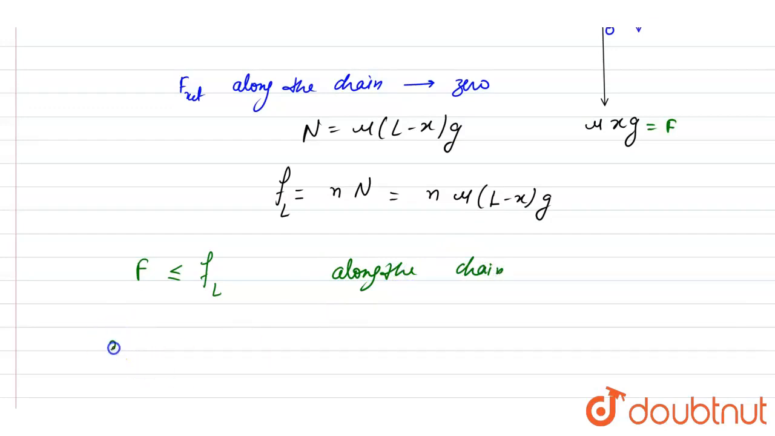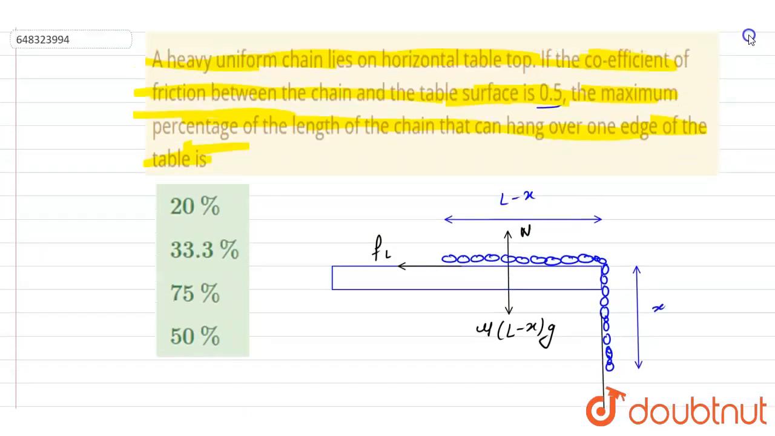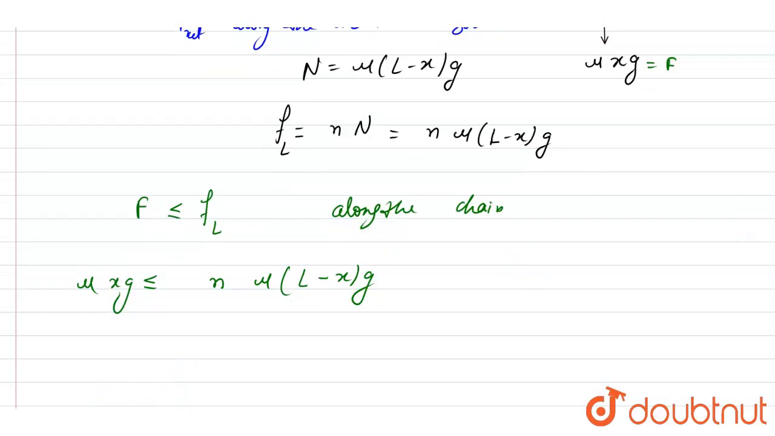So we'll write down x, it should be less than mu N. So you can just put the value of the friction coefficient, it is 0.5, that is half. So we'll just solve this. The mu g will get cancelled out. And this is 1 by 2, so 2x would be less than or equal to this.